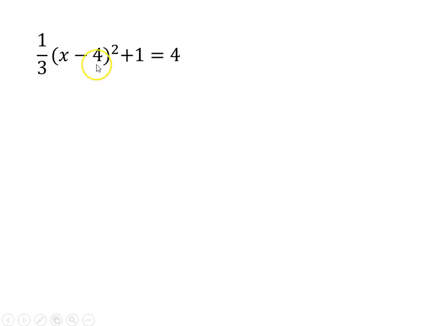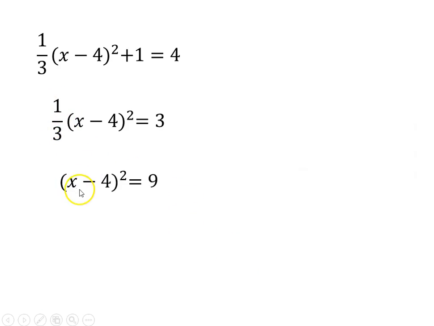Now we'll do one more. 1/3 times the quantity x minus 4 squared plus 1 equals 4. Isolate the squared expression. So we'll get that x minus 4 squared all by itself. We'll do that by subtracting 1 on both sides. We have our 3. Then we're going to divide by 1/3, or multiply by 3, on both sides to get rid of this 1/3. We do that, we get x minus 4 quantity squared is equal to 9. Now we have the squared expression all by itself.